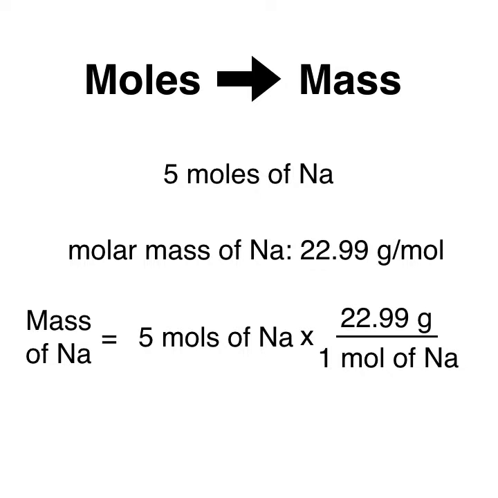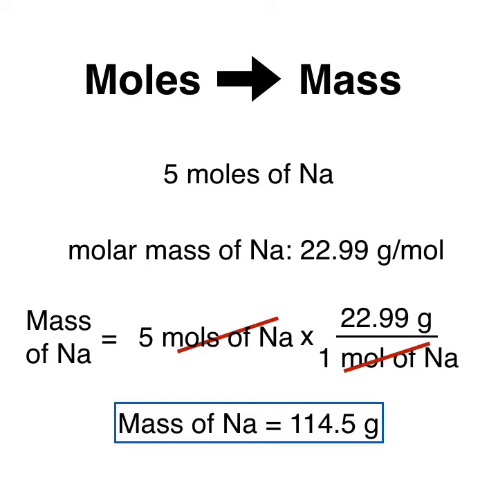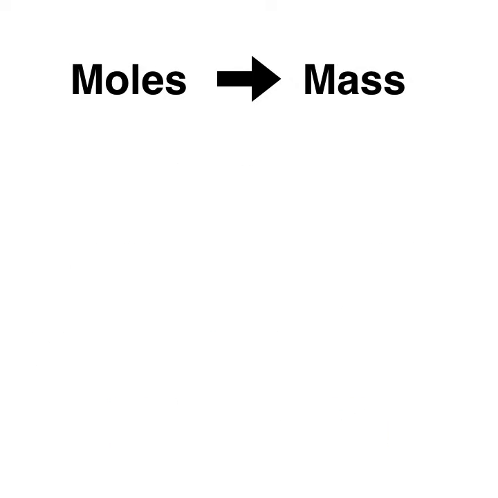When writing the calculations in this way, you can also see that the mole units will cancel out, leaving us with grams, the desired unit. From this, we can see the mass of sodium we have is 114.5 grams. Let's try another example. In this instance, we have 5 moles of H2O and must determine the mass.